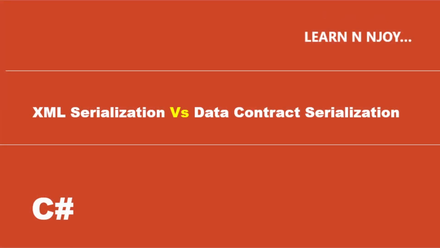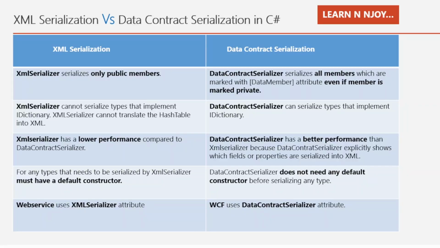XML serialization versus data contract serialization. We just learned about XML serialization in this video, and in part 1 of this serialization video series, we learned about data contract serialization. So here we are going to compare XML serialization with data contract serialization. Number 1, XmlSerializer serializes only public members, whereas DataContractSerializer serializes all members which are marked with the DataMember attribute, even if the member is marked private.